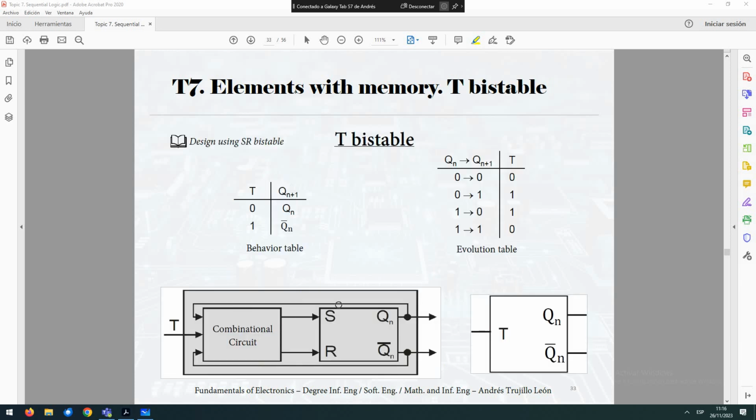In the case of the T bytes table, we have this behavior table that is quite simple. We have only one input, so we can decide either to keep the current state in the next state or just negate the current state in the next state. Remember that the T of the T bytes table comes from the word in English toggle, and toggle means alternate. So when there is a 1 in the input of the bytes table, we are going to toggle the value of the current state for the next state.